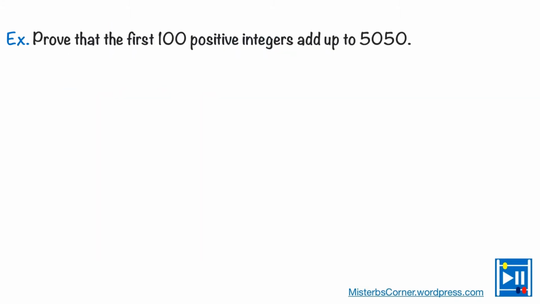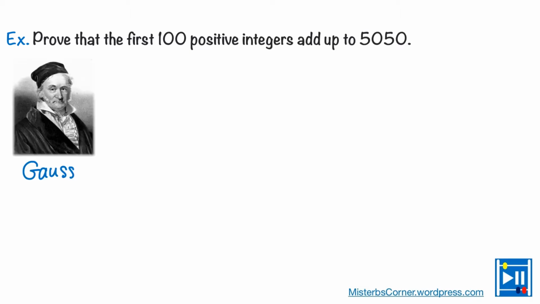Prove that the first 100 positive integers add up to 5050. Now, I have to mention that this method was found by the famous mathematician Gauss when he was in elementary school. Well, the story is that his teacher was not feeling like teaching that day, and he said, just add the numbers from 1 to 100, so that he could get some free time.